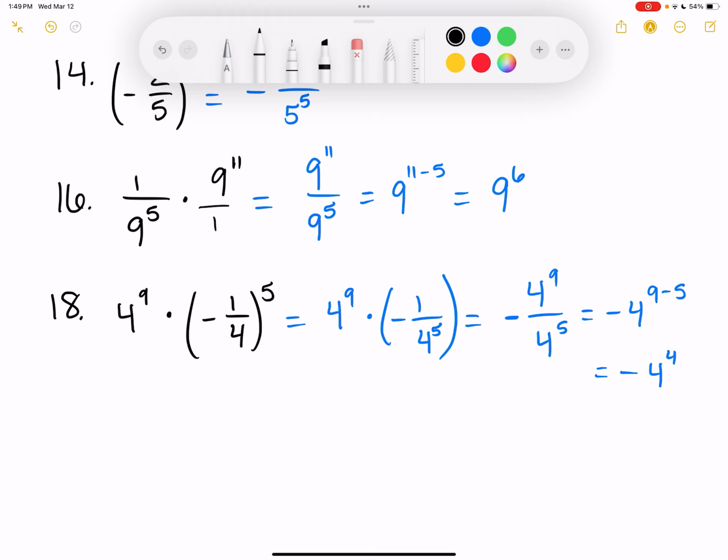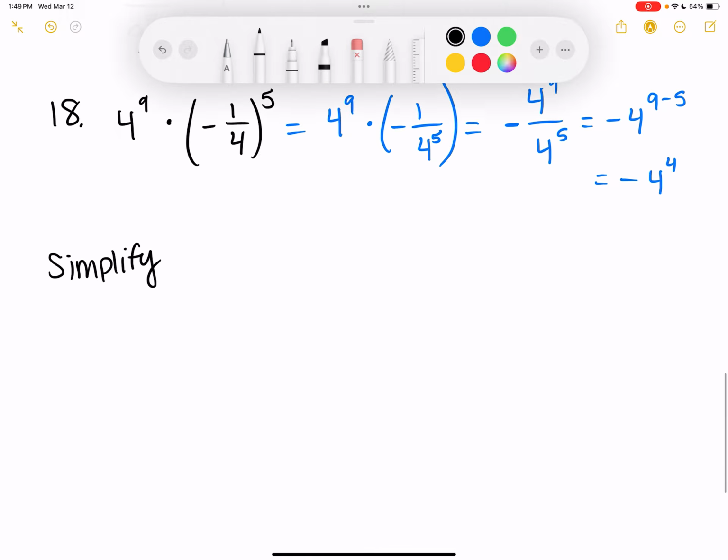All right, now we're going to get into variables. So far we've been working with just numbers in this section. We're going to jump into some variables, and then they're going to mix some numbers and variables together. These ones just say to simplify. So at this point, you do not have to show this subtraction step anymore. If you want to, that's fine, but you don't have to.